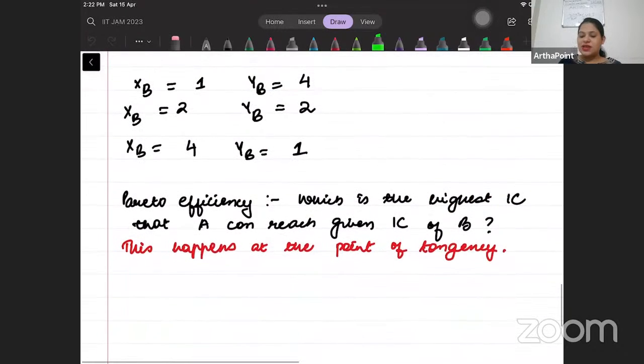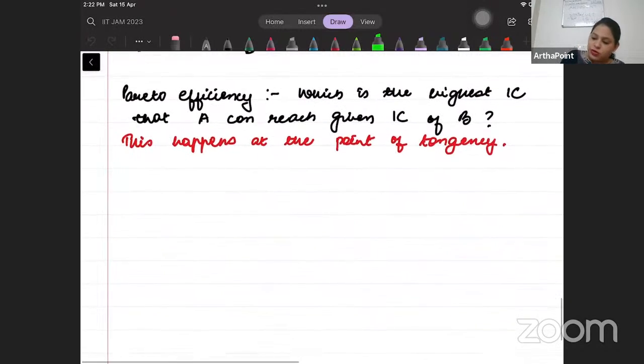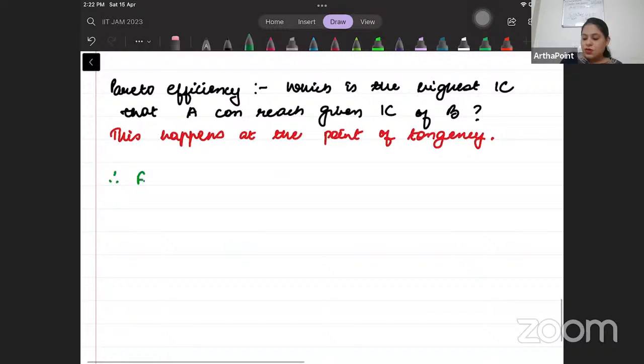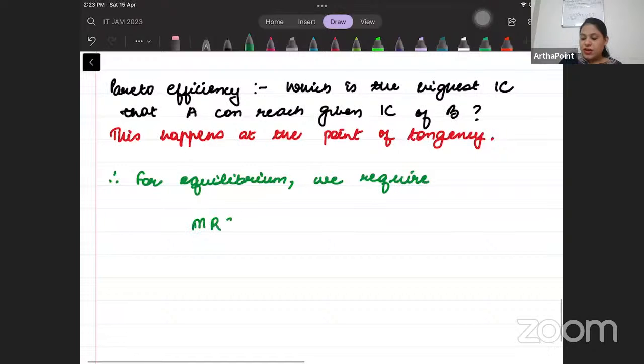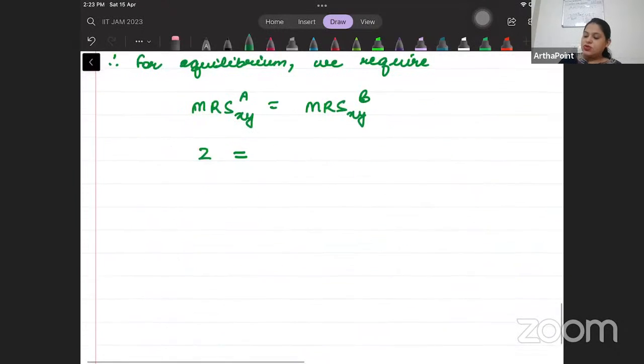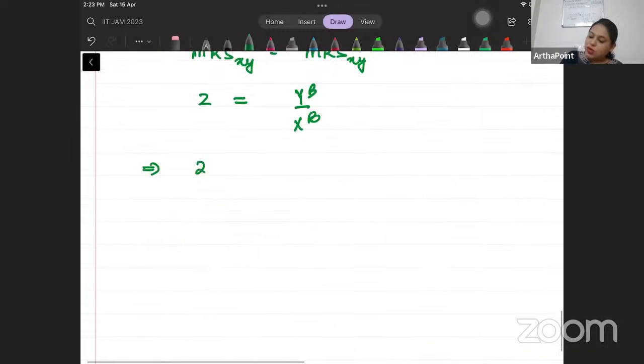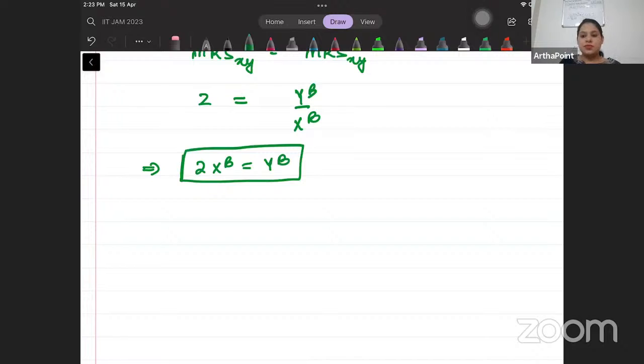Okay, so coming back to this then. So we have seen that it happens at the point of tangency. Therefore, for equilibrium, we require, because tangency requires the MRS to be equal, this is what we have. So the MRS of individual A was 2 and B was YB by XB, right? So from here, the equation of the contract curve is this. This is in terms of B, okay?